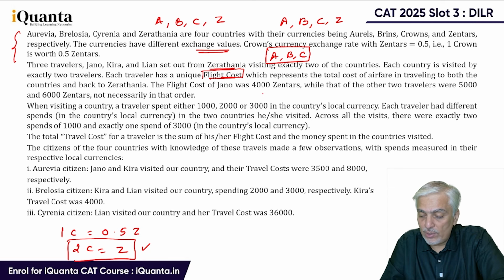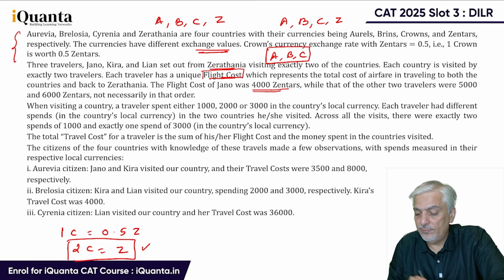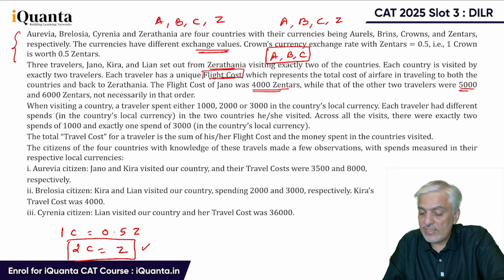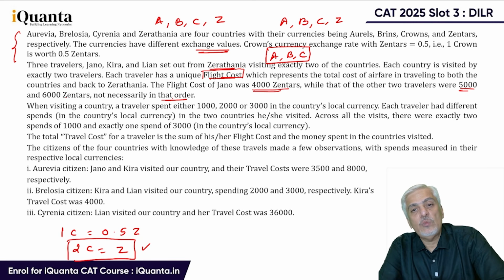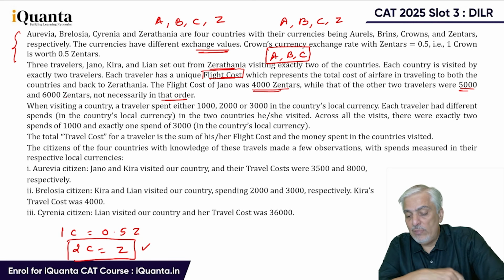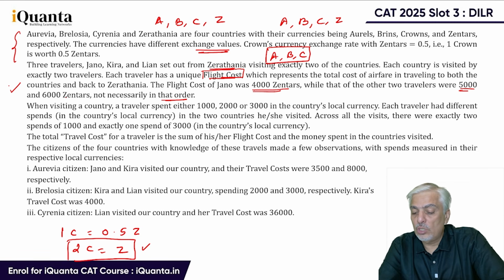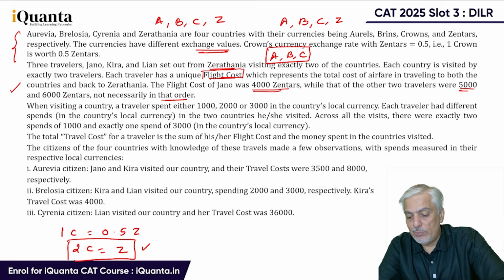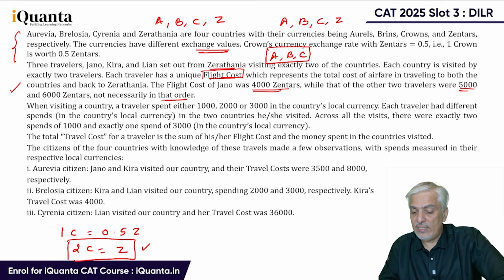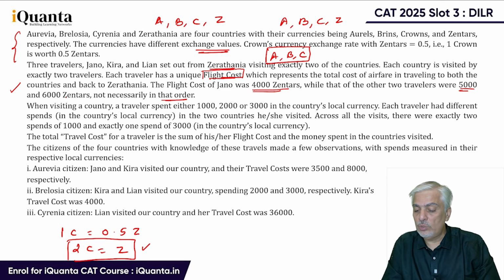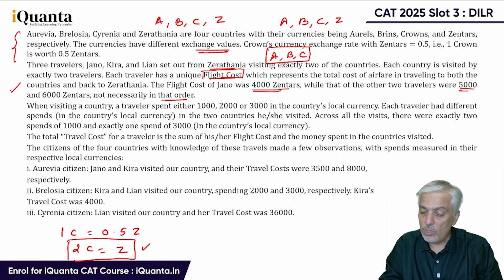Flight cost of Jano was 4,000 Zentars. So J's flight cost is given, while the other two were 5,000 and 6,000, but not necessarily in that order. That means for 5 and 6 we don't know which belongs to which one. 5 belongs to K and the other belongs to L. Well, maximum 2 cases, so that's not too much of a worry. So over here I've got the flight cost, where I know one person's flight cost and the other can be maximum 2 cases. When visiting a country, a traveler spent 1,000, 2,000 or 3,000 in the country's local currency.